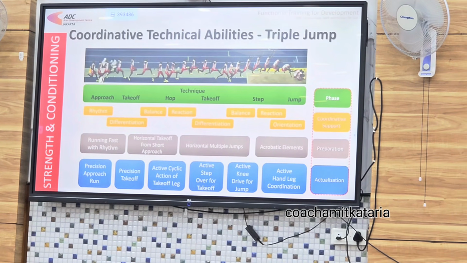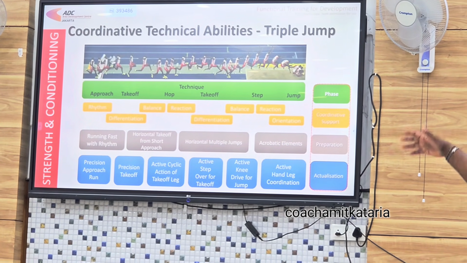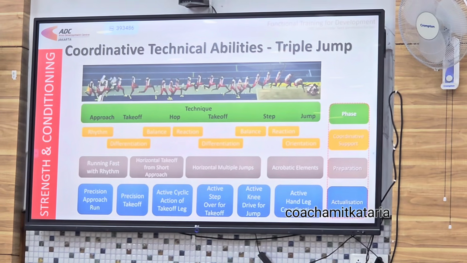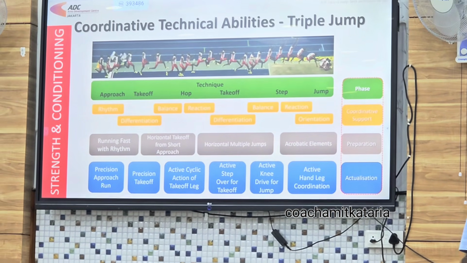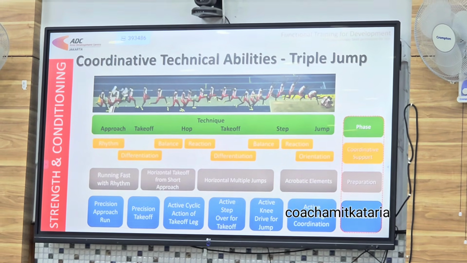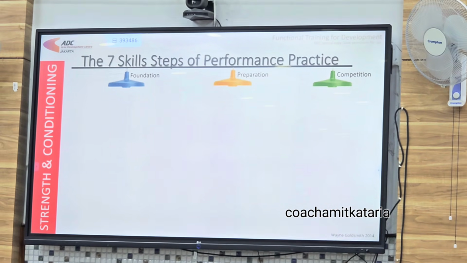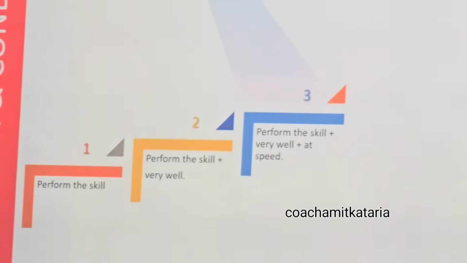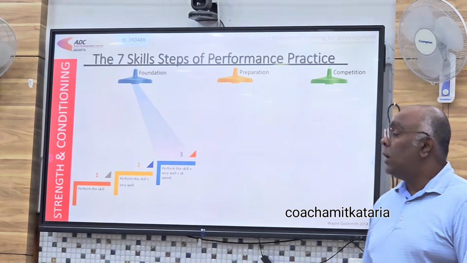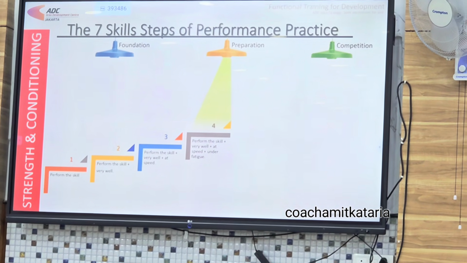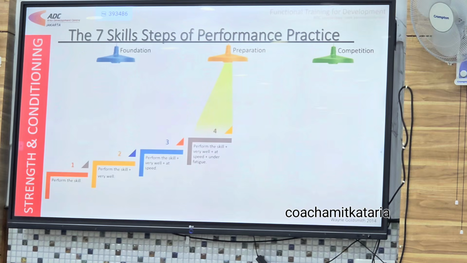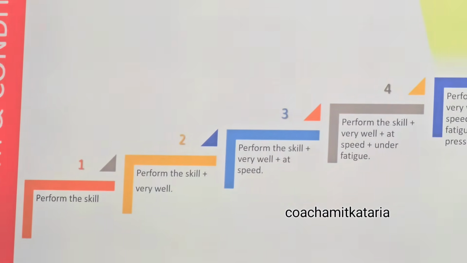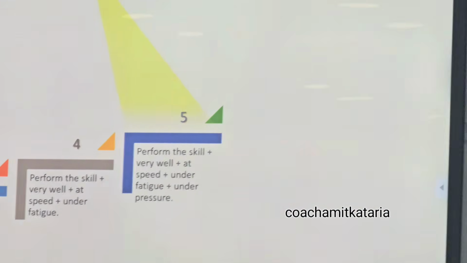So in terms of coordination, this is how it looks like. Where does the rhythm, differentiation, balance fall into? And then I'm transferring it into actualization. Of all these things, what is important for us, for coaches, very well. After that, what happens? I will perform the skill very well at speed. Now I'm introducing conditioning already. Then I will work very well at speed under fatigue. And then I add on under pressure as well. Fatigue is one, pressure is another. I'm tired, but I still need to perform.